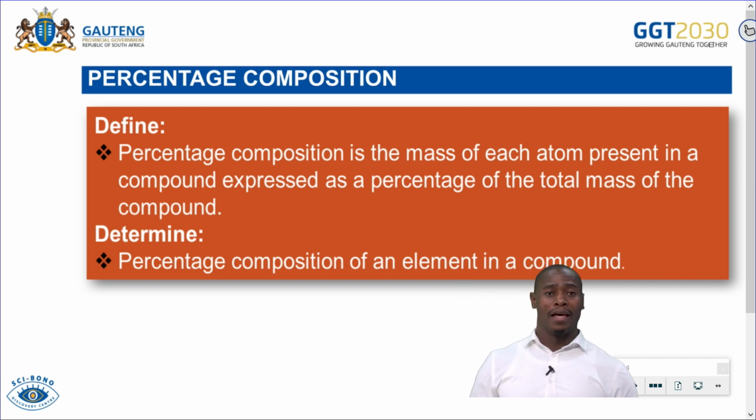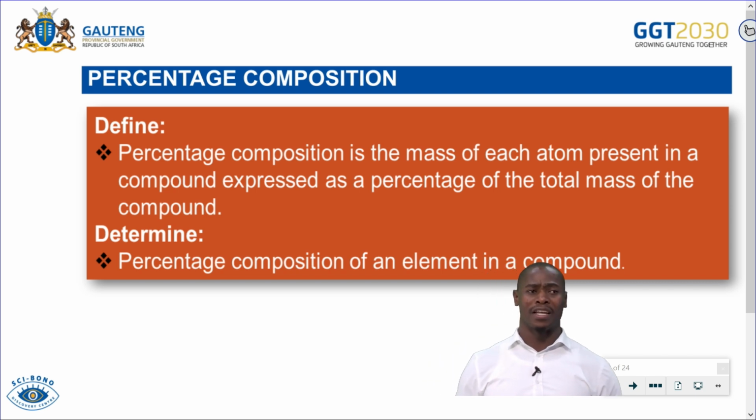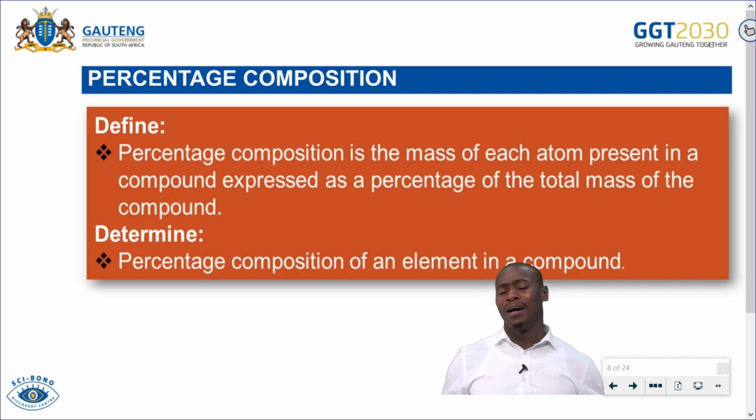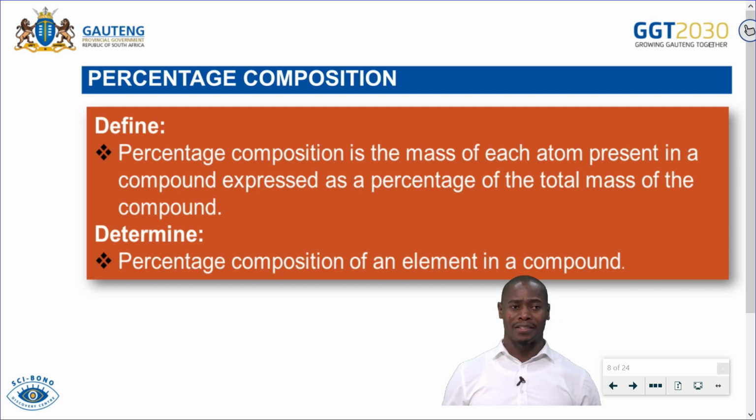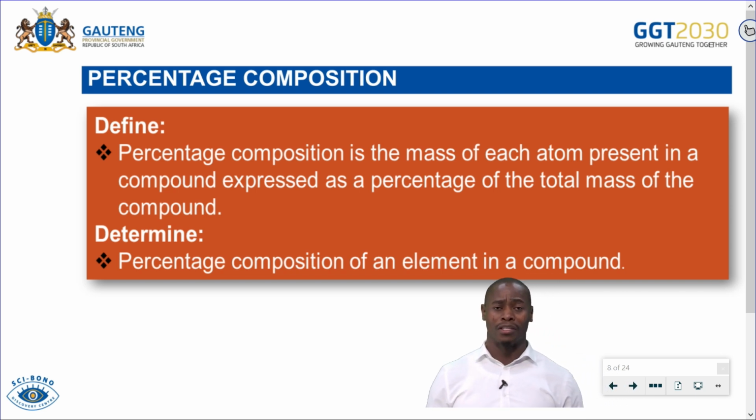Right. So let's start with the percentage composition, learners. I think all of us by now know that a percentage is equal to 100%. In chemistry, this is how we define percentage composition: the mass of each atom present in a compound expressed as a percentage of the total mass of the compound. The focus here is not so much on the definition, but on the calculation of the percentage composition, according to our exam guide.